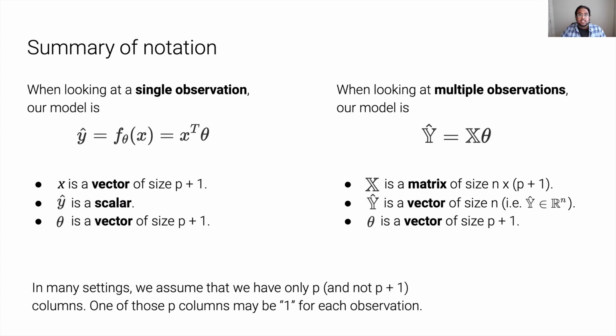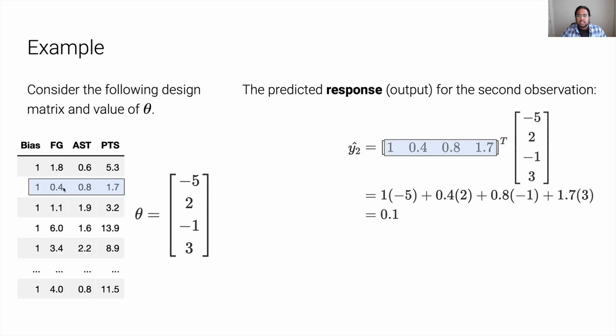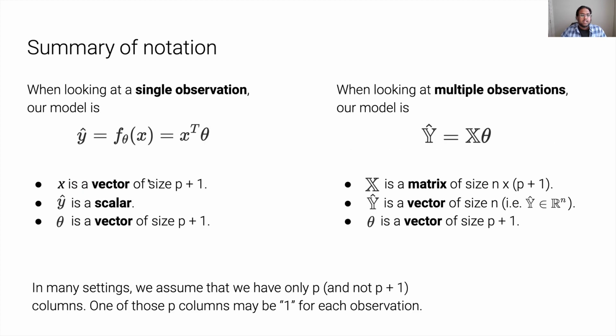And this slide nicely summarizes these properties. When we're looking at a single observation, our model is y hat is equal to x transpose theta. As a reminder, we can also express this as a function of x. Here on the left, x is a vector of size p+1. It contains all of the features for a single observation. For instance, it contains a 1, the field goal value, the assist value, and the points value for a single player. Y hat is a scalar, the output is just one number, and our parameter vector theta is a vector of size p+1.